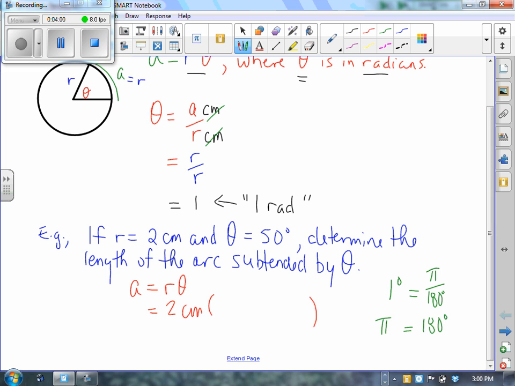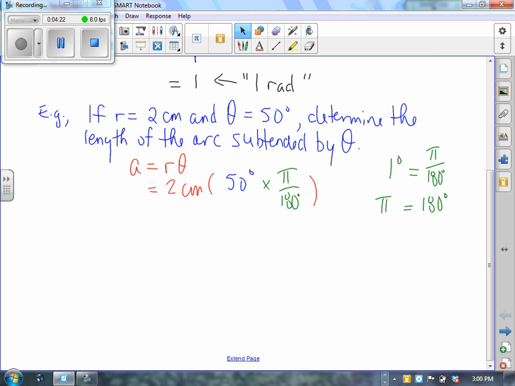So in our case, what we will need to do in order to calculate the equivalent angle in radians for a 50 degree measure, is take the value in degrees and multiply it by a conversion factor, and that is pi divided by 180. Okay? So moving forward, as we complete our calculation, notice that the degree unit, we're going to lose those. The only thing we'll be left with is a unit of measure in centimeters.